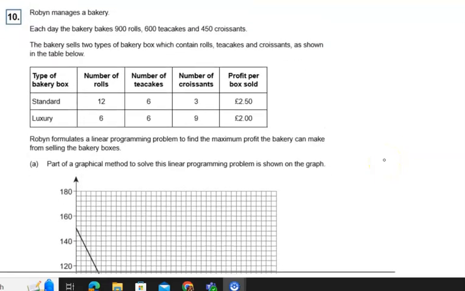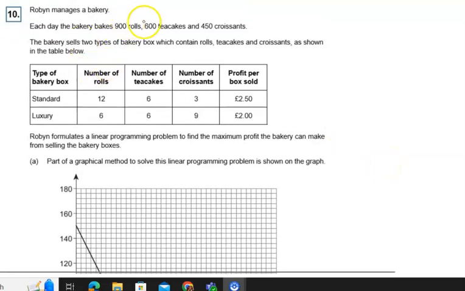Robin manages a bakery, and each day the bakery bakes 900 rolls, 600 tea cakes, and 450 croissants. The bakery sells two types of bakery box which contains rolls, tea cakes and croissants as shown below, standard and luxury. Right, so the first thing you need to do is declare your variables for any linear programming question. So let's say that X is standard and that Y is luxury. So we'd need to write that down to declare our variables.